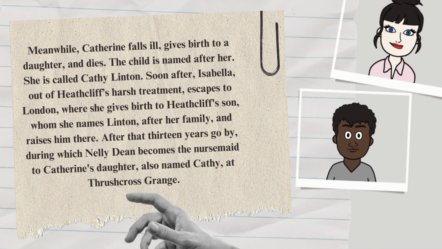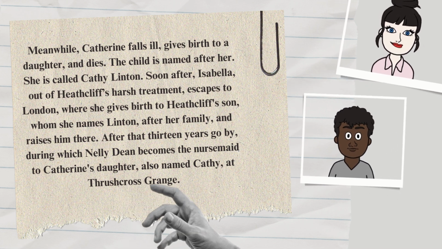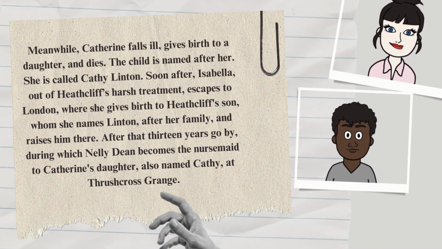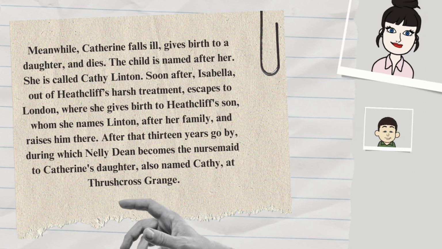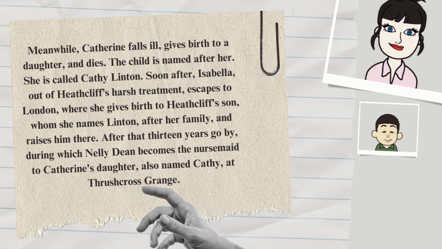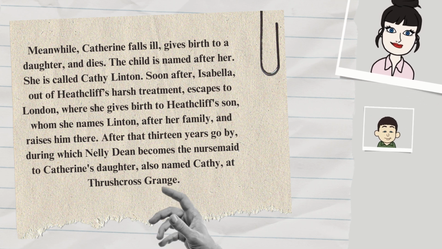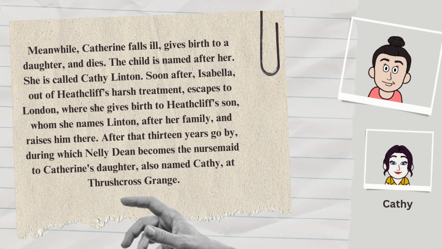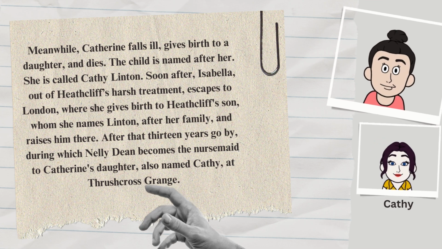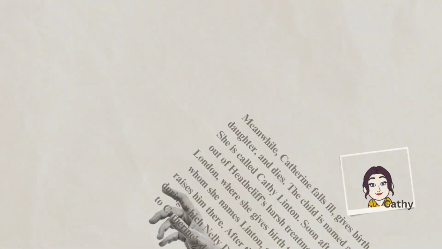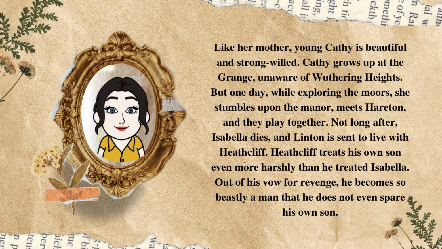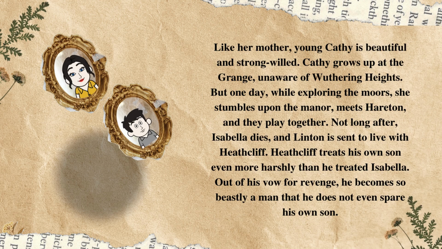Soon after, Isabella, out of Heathcliff's harsh treatment, escapes to London, where she gives birth to Heathcliff's son, whom she names Linton, after her family, and raises him there. After that, 13 years go by, during which Nellie Dean becomes the nursemaid to Catherine's daughter, also named Cathy, at Thrushcross Grange. Like her mother, young Cathy is beautiful and strong-willed. Cathy grows up at the Grange, unaware of Wuthering Heights. But one day, while exploring the moors, she stumbles upon the manor, meets Hareton, and they play together.